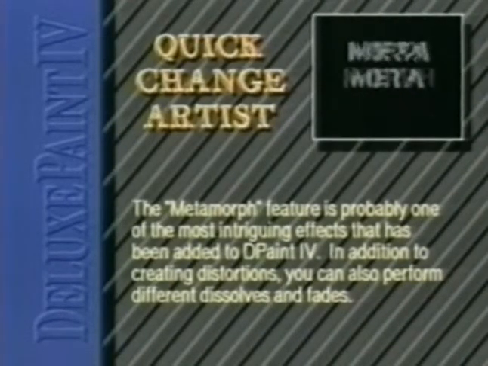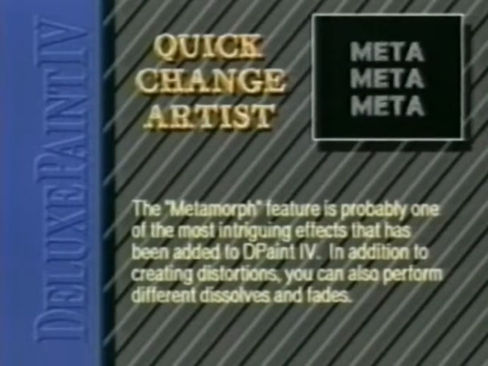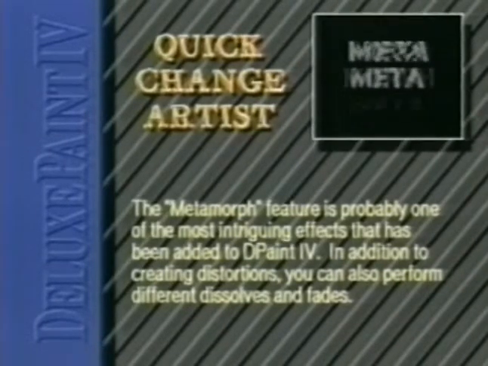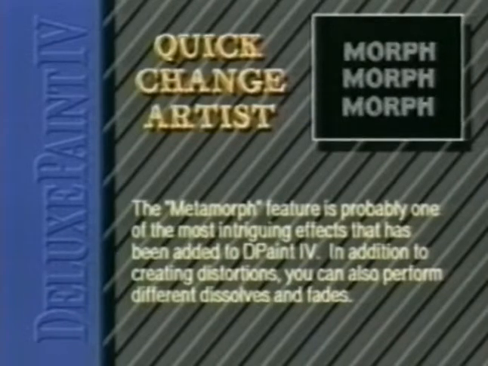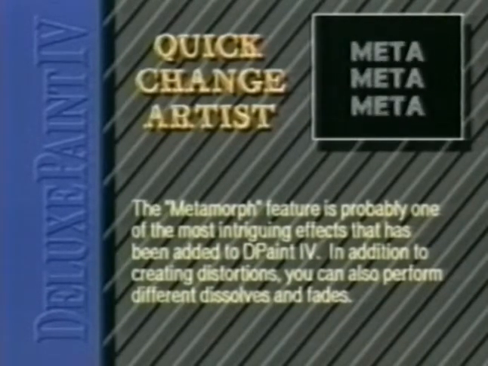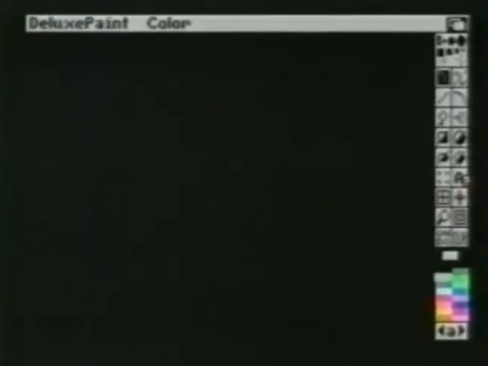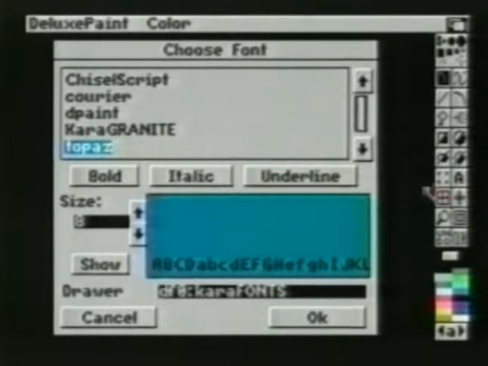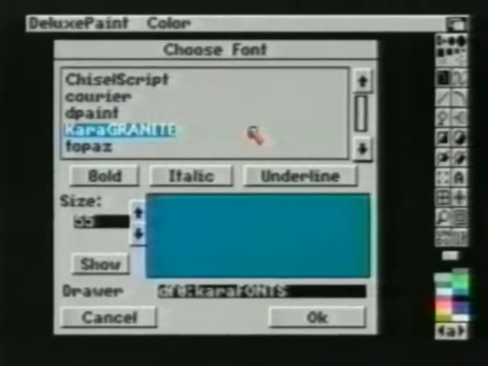The Metamorph feature is probably one of the most intriguing effects that has been added to Deluxe Paint 4. In addition to creating distortions, you can also perform different dissolves and fades. In this example, we will be using low-resolution ham. We'll first need our brushes to be morphed. We'll use the Cara Granite.